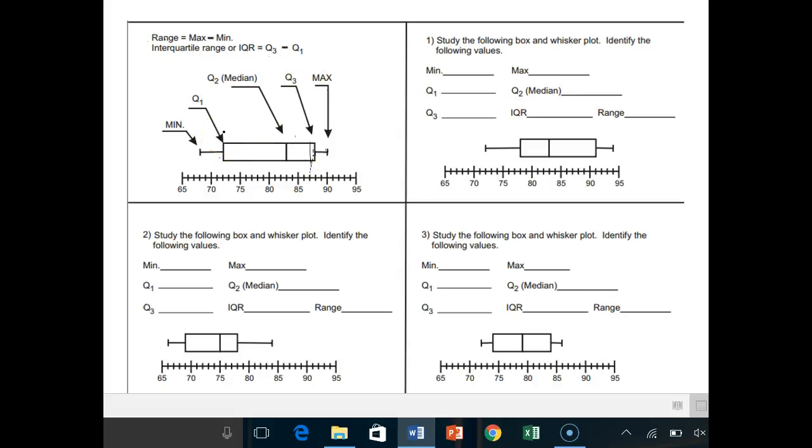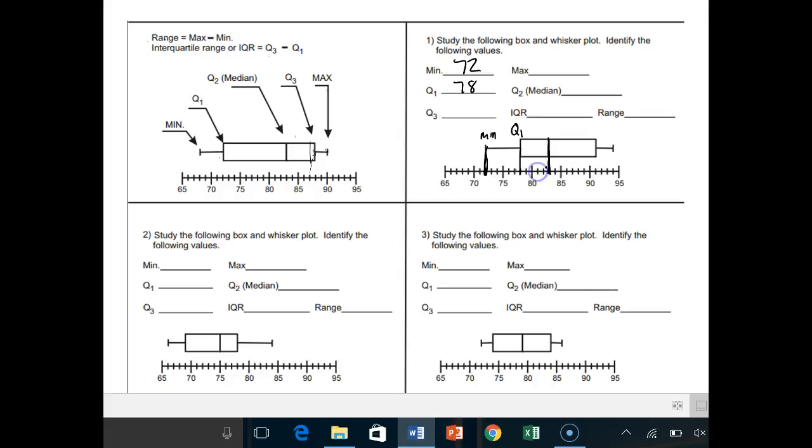So let's take a look at number 1. What is the minimum of this graph? You look right here, here's your minimum, you label it MIN, and then you draw a line straight down, and you say, oh, it's 72. I'm not saying we're regraphing this, but drawing a line straight down helps you figure out what number it is. The next thing is Q1. Draw a line straight down, and that's 76, 77, 78. So 78.